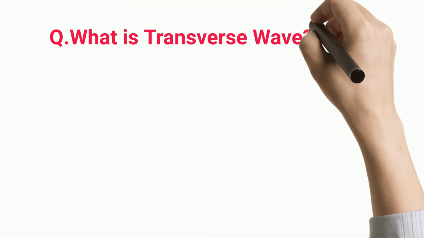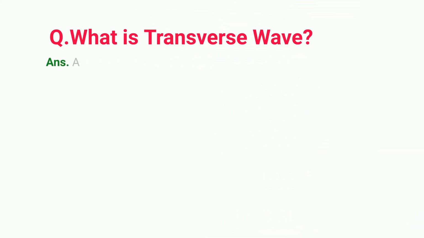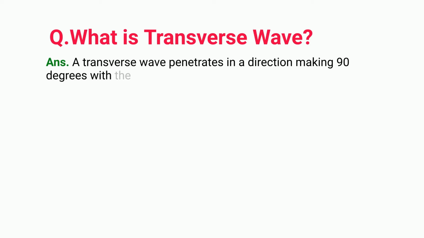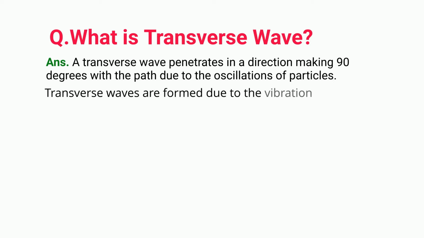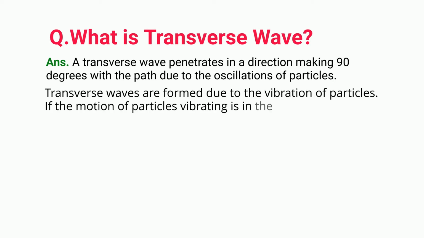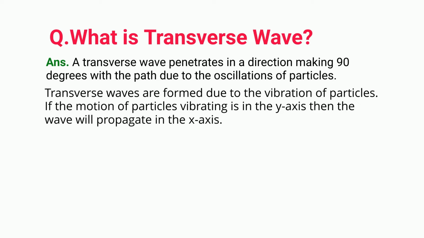What is a transverse wave? A transverse wave propagates in a direction making 90 degrees with the path of the oscillations of particles. Transverse waves are formed due to the vibration of particles. If the motion of the vibrating particles is along the y-axis, then the wave will propagate along the x-axis.